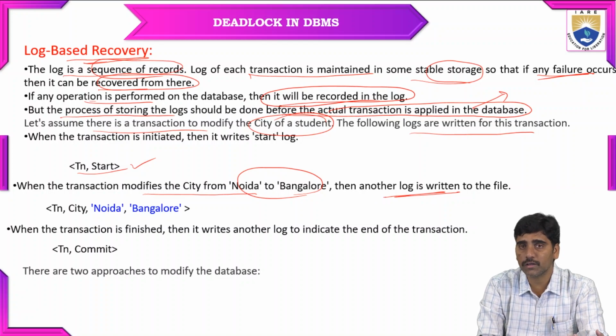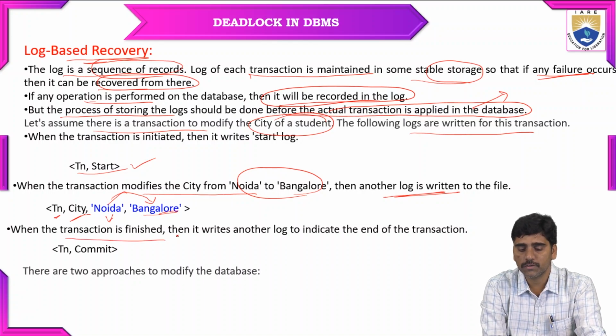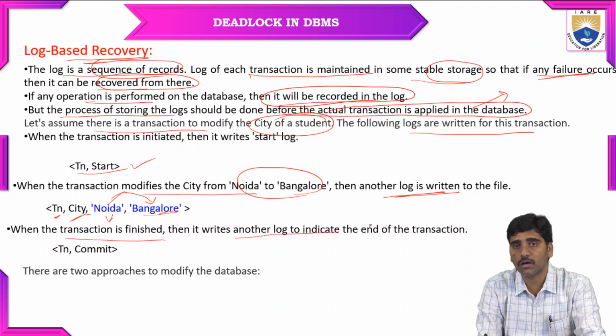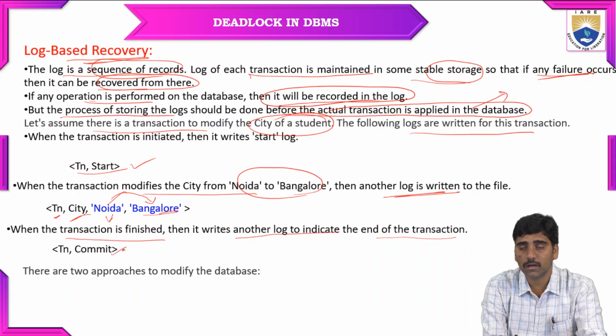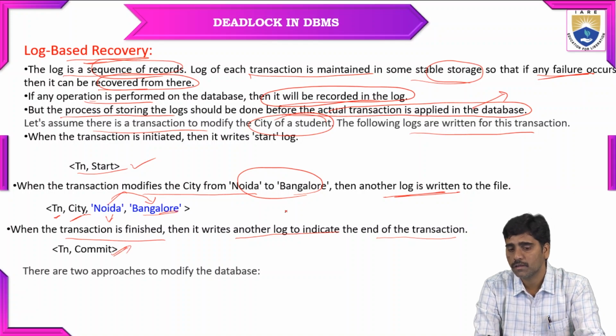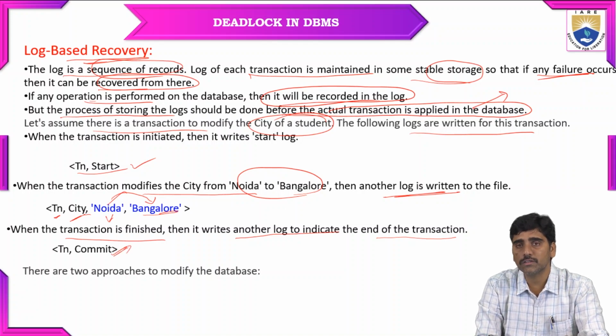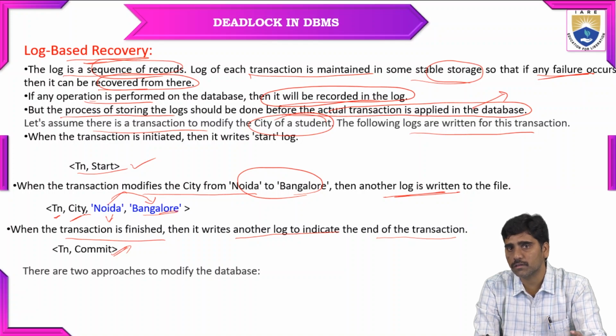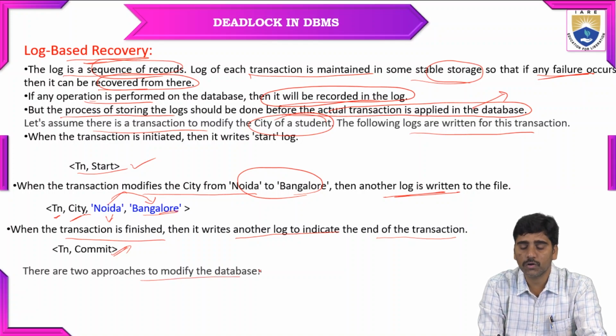So what can we write in the log? Transaction, the name of what? City from Noida to Bangalore. Noida is the present state and Bangalore is the next state. When the transaction is finished, it writes another log to indicate the end of the transaction, that is the transaction commit. We need to mention transaction commit.